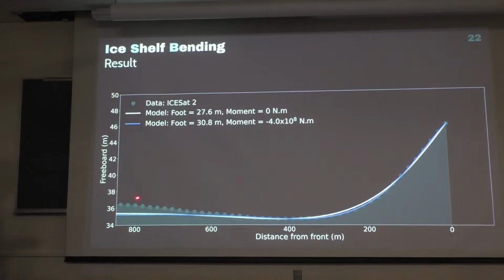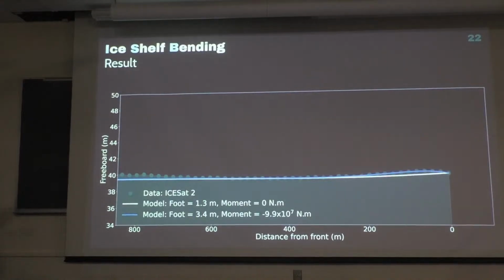As you can see, both models do a pretty good job at fitting the data, but because of this extra degree of freedom, the blue model is able to get the deformation at the front much nicer. And so that once again shows the same thing as before, which is that the model is able to reproduce the deformation.